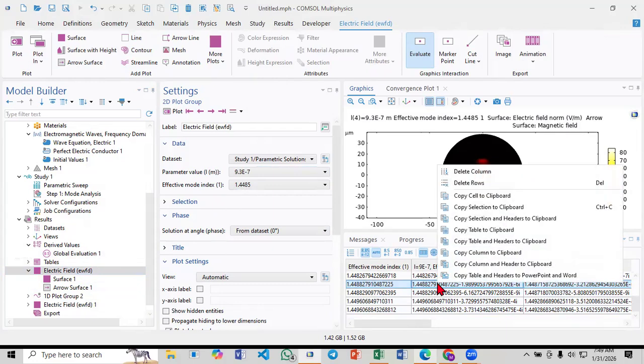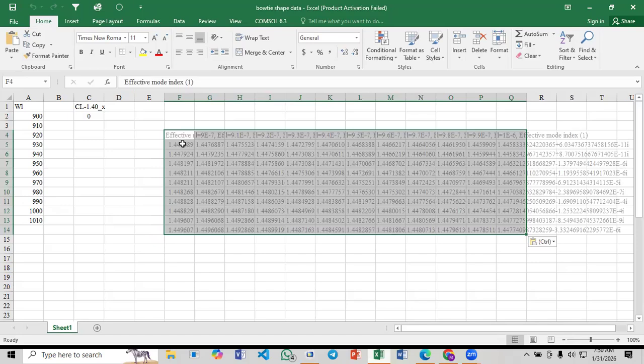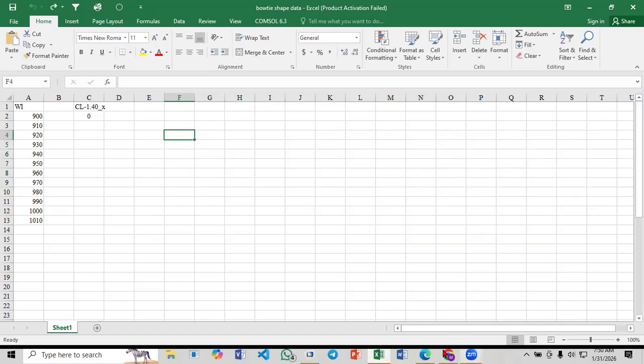So we have to copy this row. Then right click and copy table and headers to clipboard. I already opened an Excel sheet, so you can paste it anywhere. Oh, I'm sorry, Control Z. So it's for 1.42 actually. Sorry.